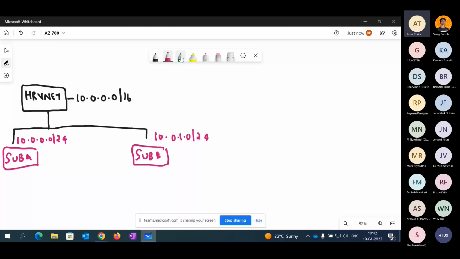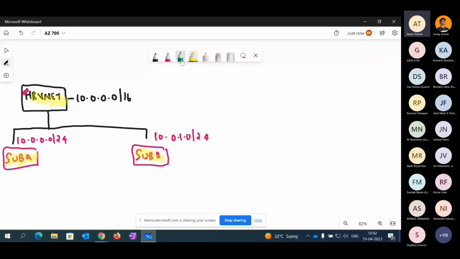Right now I hope these two portions are clear to everyone, right? You have the HR VNet available. The HR VNet is placed now. You have subnet A in place now. You have subnet B also, it's clear here.